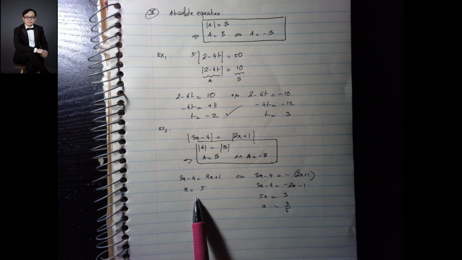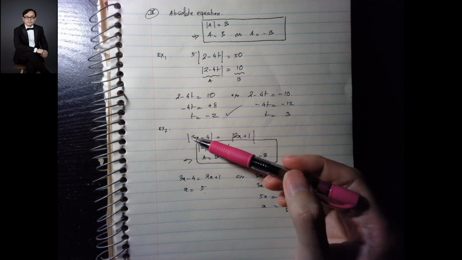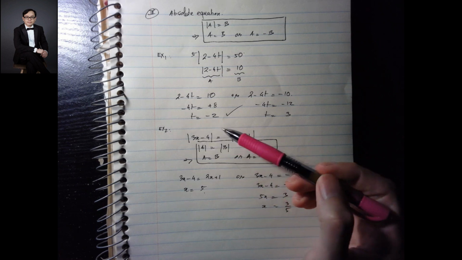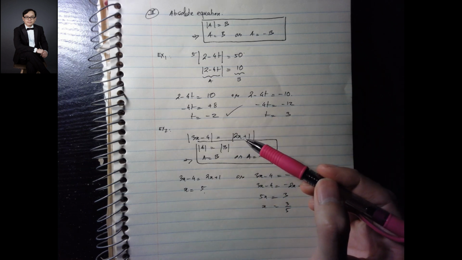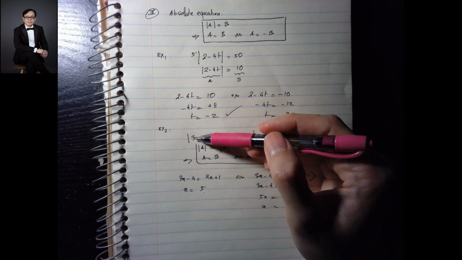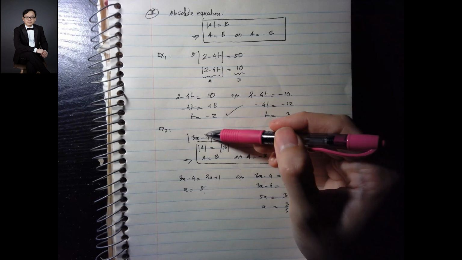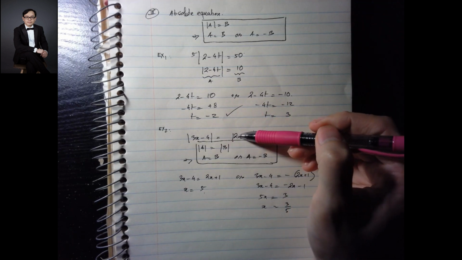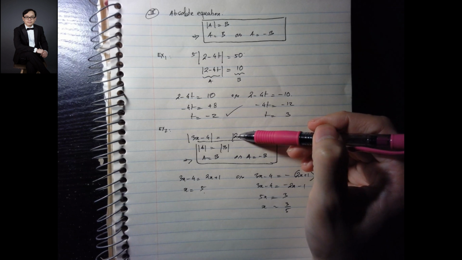And again, I always have to check. So 5 times 5, 5 times 3, 15. 15 minus 4 is 9. Alright. 5 times 3, 15. 15 minus 4 is 9. So 5 times 2 is 10.